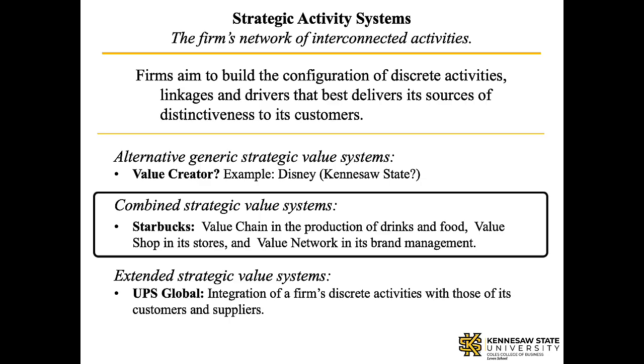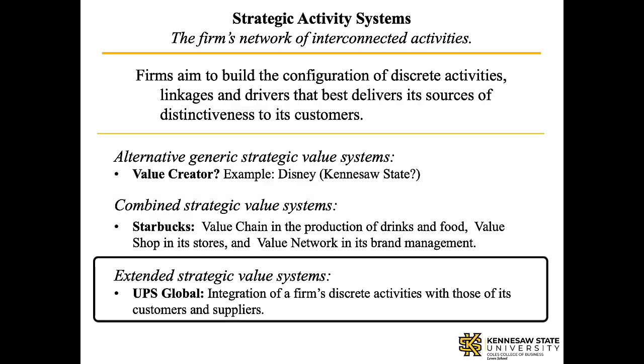Most firms are actually compositions of multiple types of value systems. Starbucks uses something like a value chain for making its food and drinks available in its stores, but it runs its locations like a shop because of the customizations that it offers to its customers, and its brand management, including its loyalty programs, most resembles a value network. And firms regularly integrate their strategic activity systems with those of their key suppliers and customers.